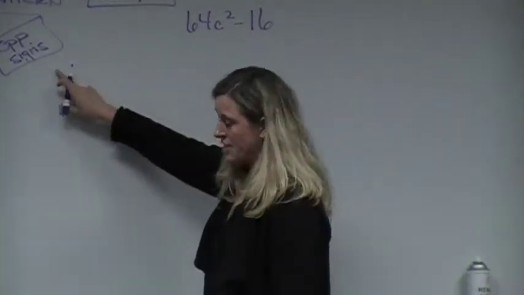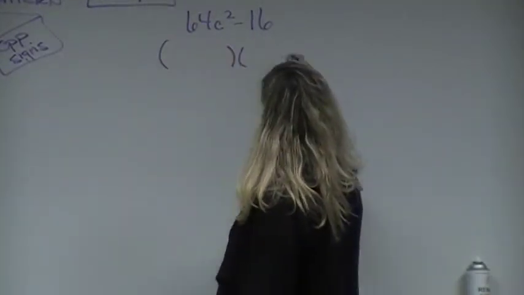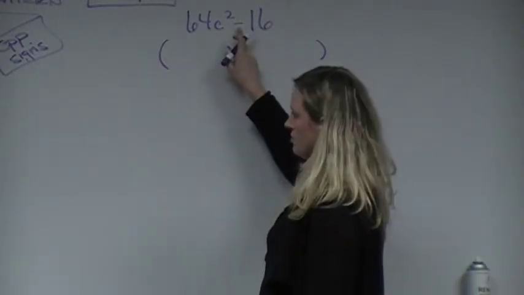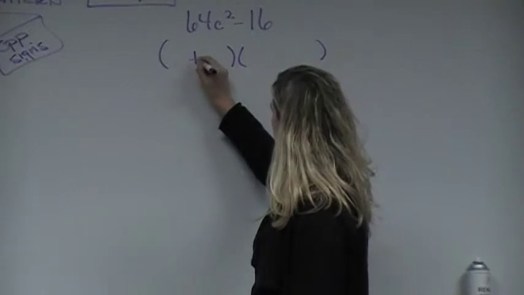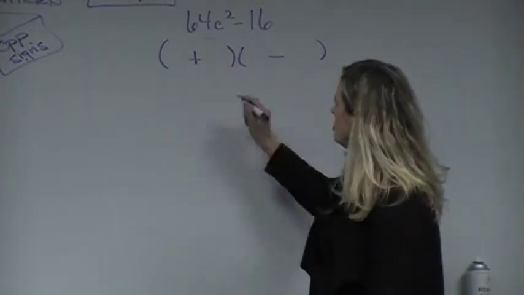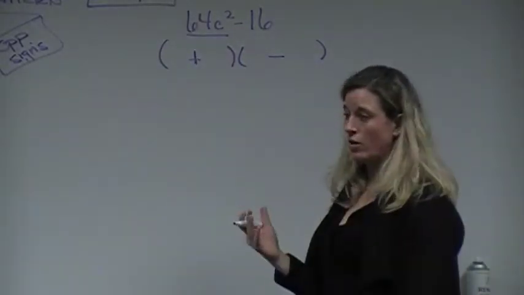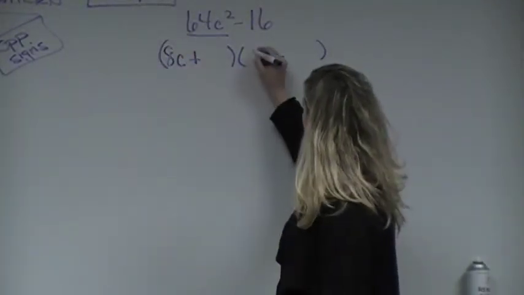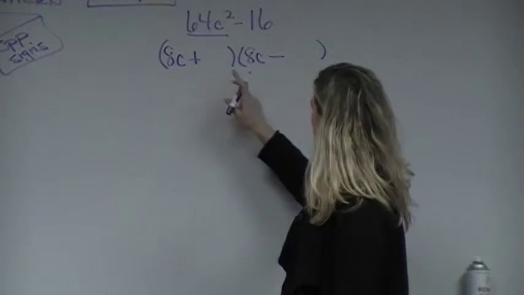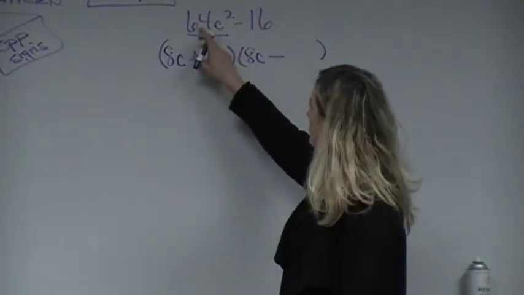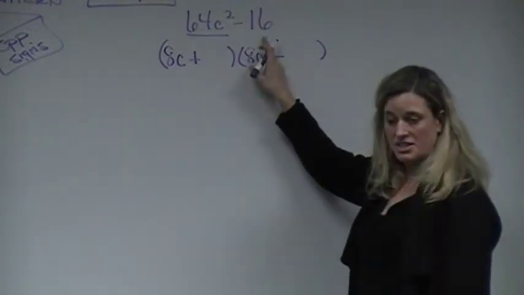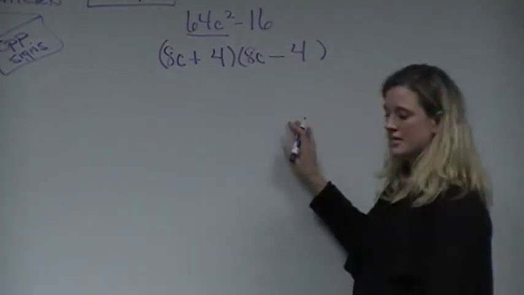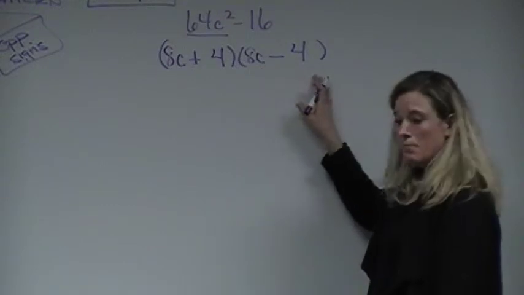We know we're going to have opposite signs. So we're going to go ahead and put our two parentheses for our two binomials. And then obviously because it's the difference, we know we're going to have opposite signs. Okay? And then we just go ahead and take the square root of 64c squared, which is 8c. So we put 8c here, 8c here. Obviously 8c times 8c is 64c squared. Okay, and then we just take the square root of 16. The square root of 16 is 4. So that's why we get 8c plus 4 times 8c minus 4.